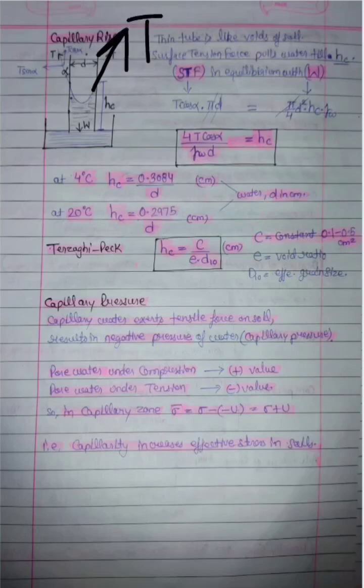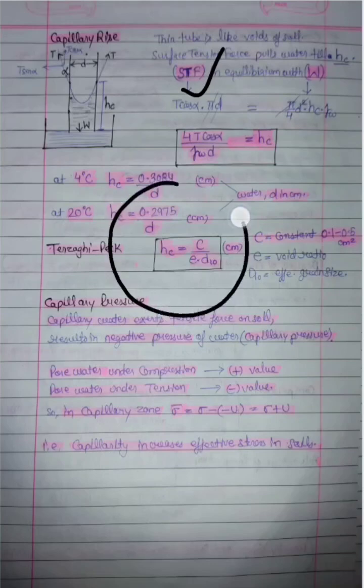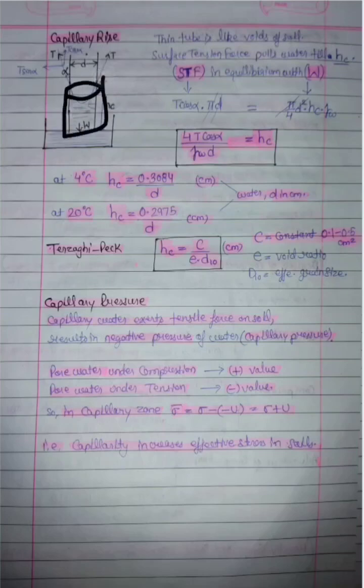So this is T. Now this T will be resolved into two components. One is the sine component and this will be the cos component. Now the cos component of this is raising it upwards. So we will find it like T cos alpha into the perimeter of the tube, since surface tension acts along the perimeter. So surface tension force into the perimeter pi d will be equal to the weight of the column of the water inside this tube. So that will be pi by 4 into d square into hc, that is the volume of the water column, into gamma w, the unit weight of water.